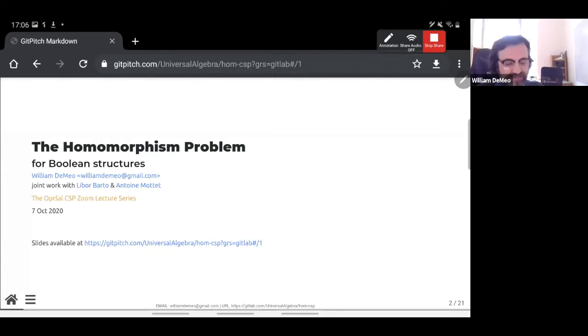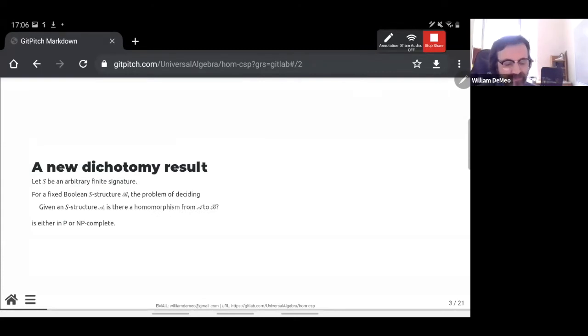Okay, so let's get into this. What is this problem we're talking about? We've managed to prove this new dichotomy result for general structures. Well, not quite general, but for Boolean structures. If you consider an arbitrary finite signature S, so S could have relation symbols as well as operation symbols, and then you take a Boolean structure B, the problem of deciding, given another S-structure A, if there is a homomorphism from A to B is either in P or NP-complete.